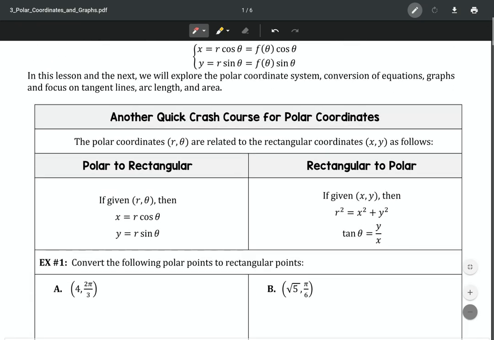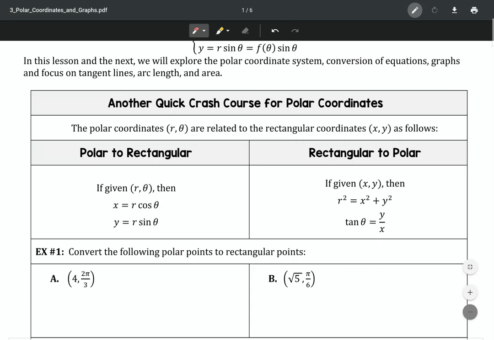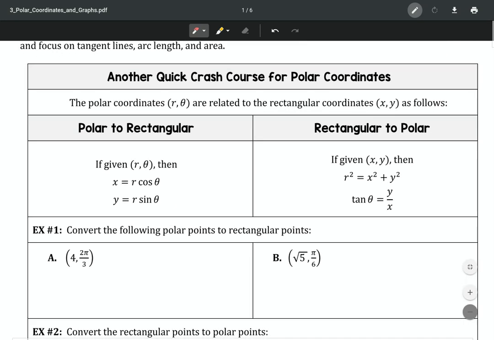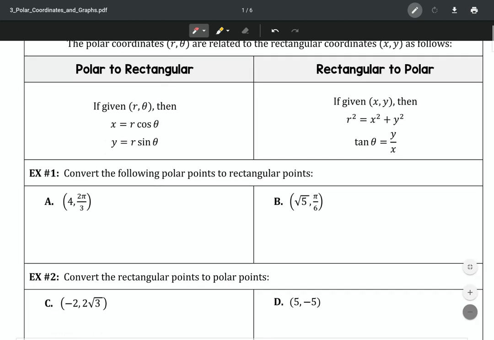Now, we're going to go through a crash course of polar coordinates, but hang in there. At first, it starts off pretty simple. Then I'm going to teach you how to graph some of these. So this lesson might go long somewhat, but just hang in there. Trust me, I'm doing this because I feel like I have to.